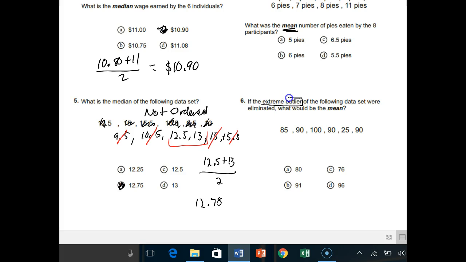Extreme outlier is kind of like number 1. So if that one thing that doesn't fit with this data set is 25, you're going to get rid of it, and then you're going to find the mean of just these numbers, and then you'll be dividing by 1, 2, 3, 4, 5 instead of 6 because you've eliminated this one, right? That's it. Call me if you have questions.